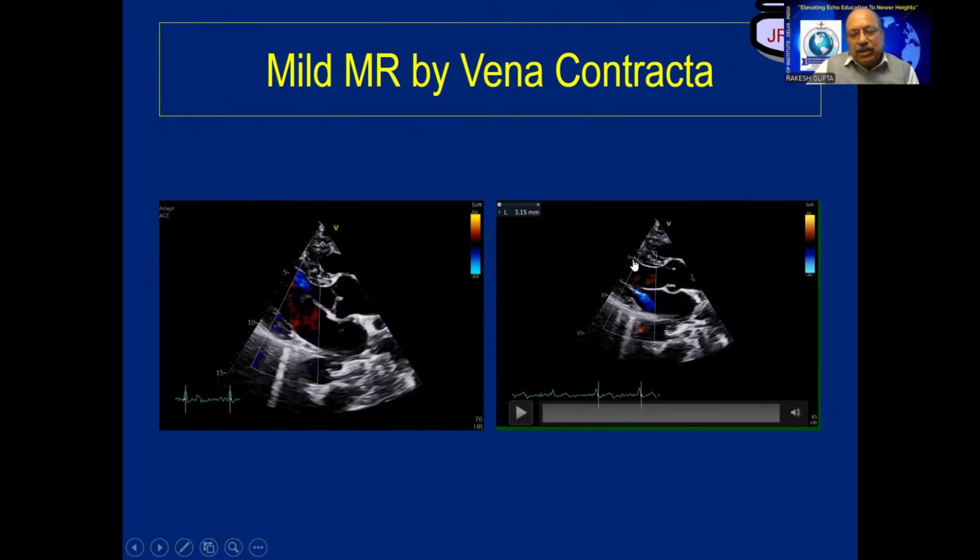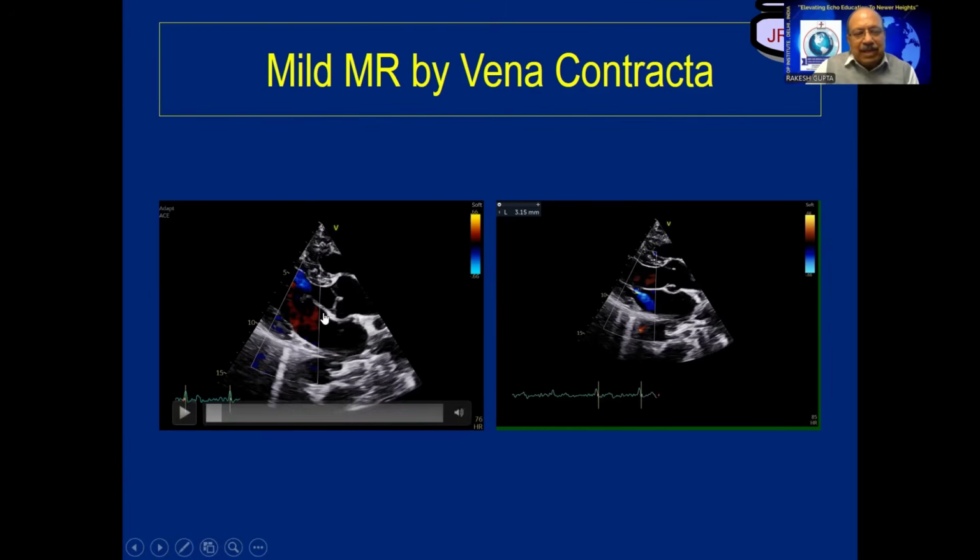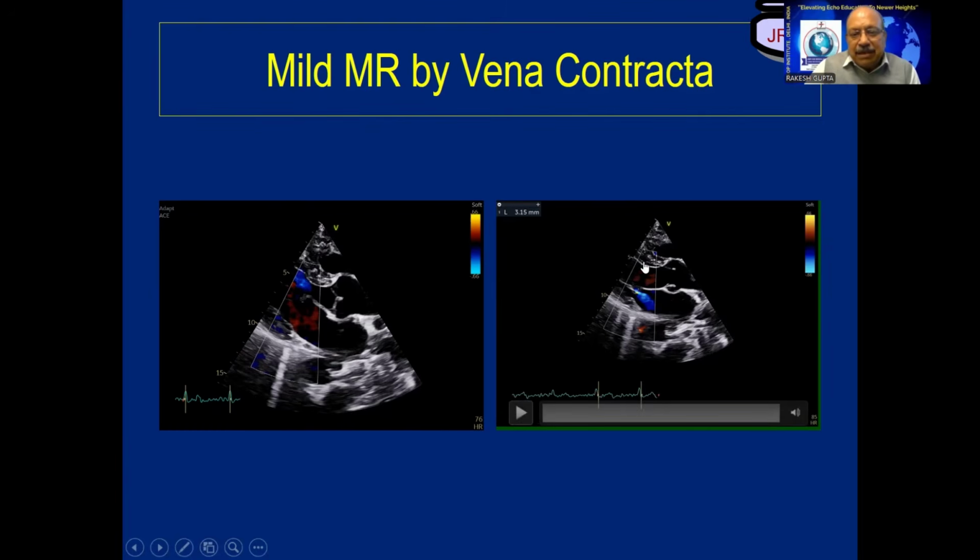And if you happen to measure my LV dimension, this is what I was saying. Basal interventricular septum, basal posterior wall. This is systole which is happening. Measure it in diastole. If it's more than 32 millimeters per meter body surface area, your LV is dilated. All right.